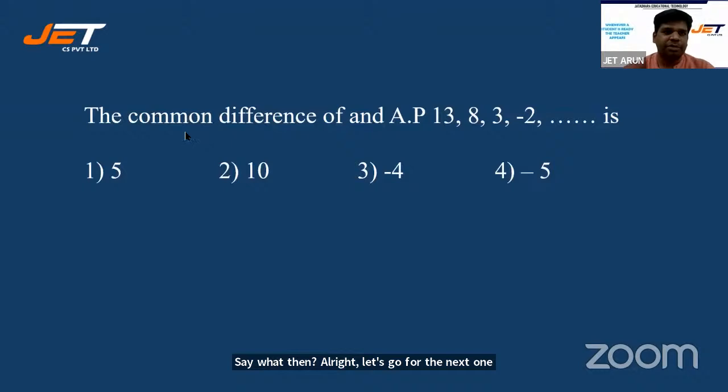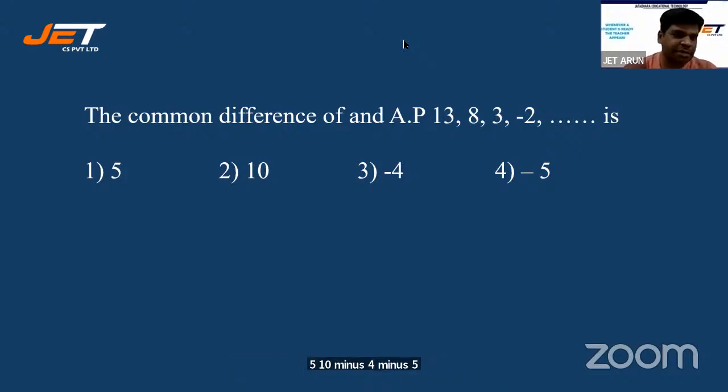Here, pretty simple one. The common difference of the AP 13, 8, 3, minus 2, and so on is, what's the common difference? 5, 10, minus 4, minus 5. Yes, Gayatri is right. Sai Vardhan is right. Yeah, Bhavna, Riya. Yes, Riya, that's right. Sharon and Pranati are right. Varun Tej is right, all right. Vishwant is right.